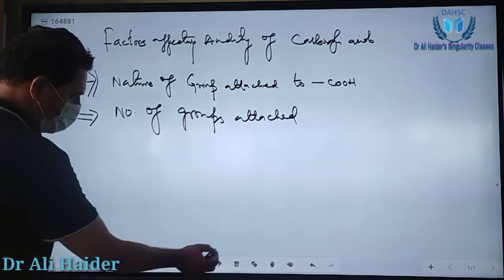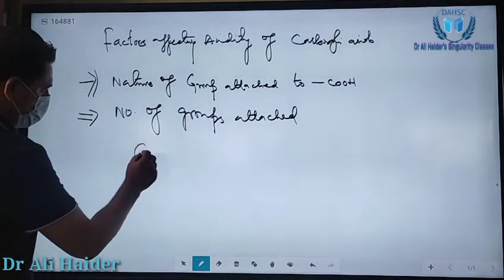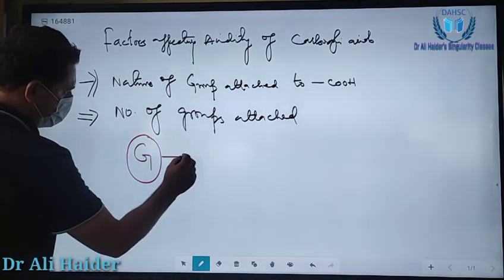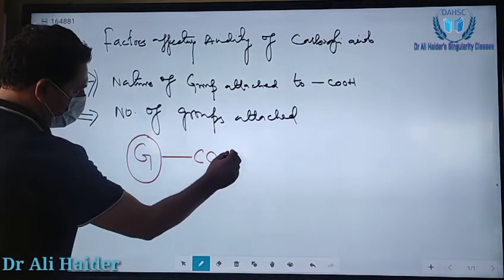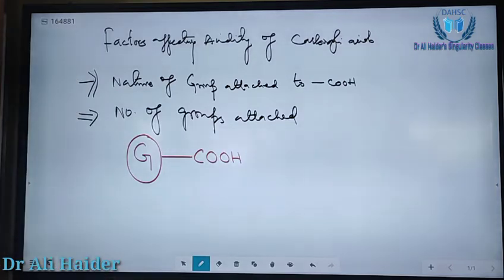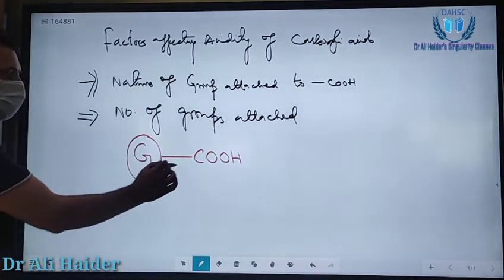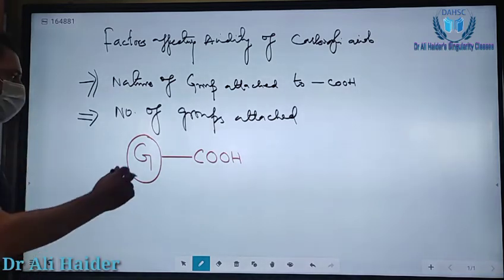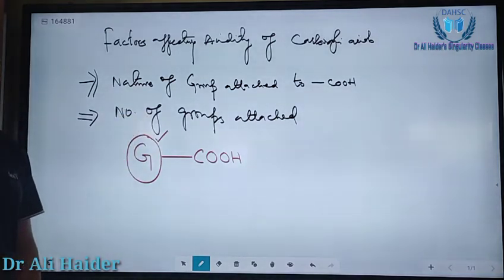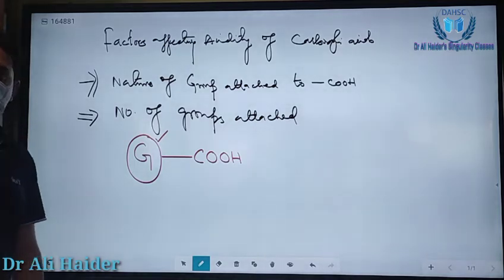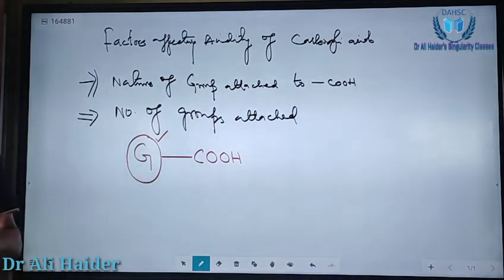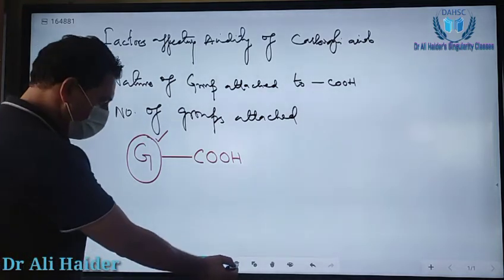So generally I can show it like this. For example, if it is group G attached to the COOH group, this is a carboxylic acid, right? What will be the acidity of this carboxylic acid? That will depend upon the group attached. One is which group is attached, its nature, and the other is how many of that group are attached. So the acidity of any carboxylic acid will depend on that. So let me take an example.